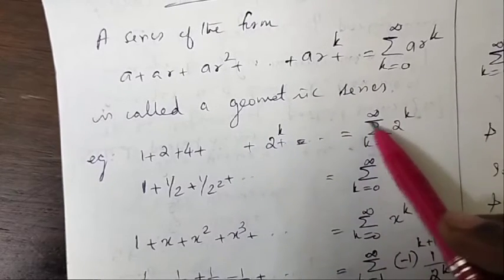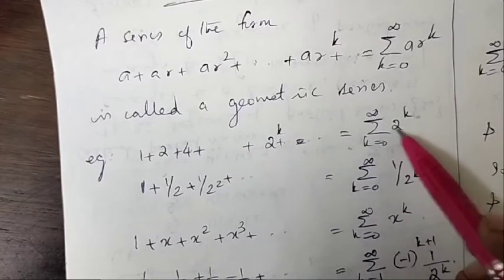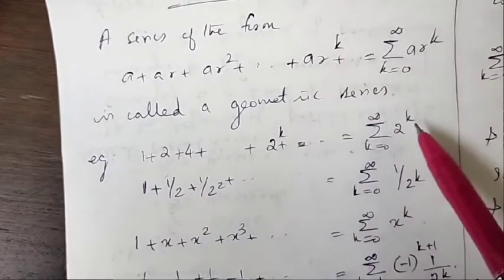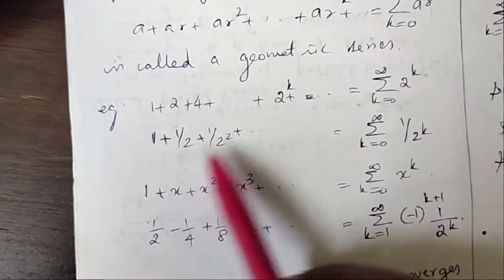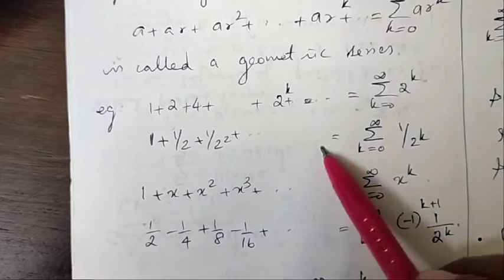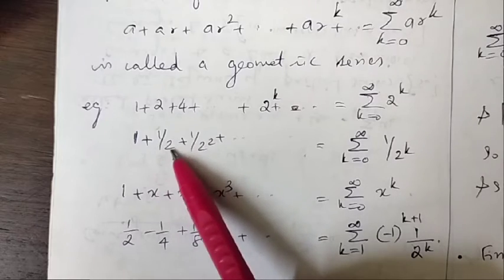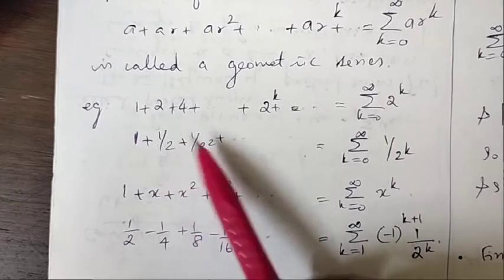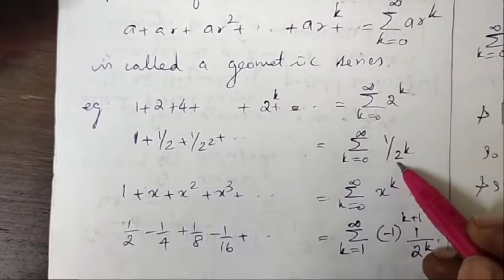So we can write the general form as sigma k from 0 to infinity 2 raised to k. A is 1 here, so 1 into 2 raised to k. Next, 1 plus 1 by 2 plus 1 by 2 square plus etc. What is the value of r here? 1 into 1 by 2 is 1 by 2, 1 by 2 into 1 by 2 is 1 by 2 square. So the ratio is 1 by 2, and the general form is 1 by 2 raised to k.